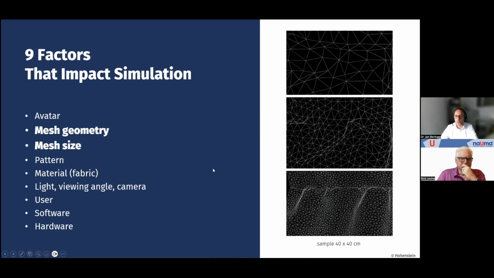Well, this is one too much. As you can see, meshes are defined by a geometric pattern. It could be triangles, it could be rectangles, and of course by the size of those shapes. Here in this case, it's triangles: large triangles, medium triangles, and smaller triangles.